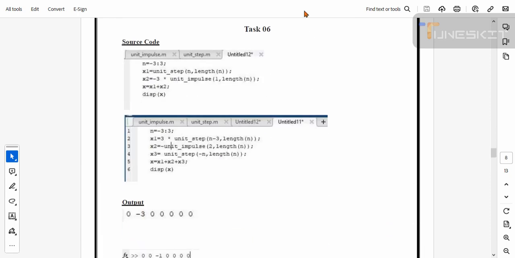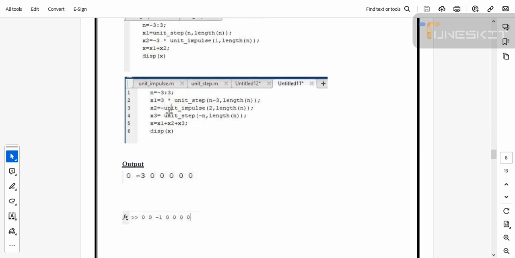In task number 6, we have two functions. One is the unit step function while the other is the unit impulse. We define x1 as the unit step and x2 as the unit impulse. We have to add both signals, the unit step function and the unit impulse function. To display the values, we are using the display command, display of x. When we simulate this code, we obtain these values: 0, minus 3, 0, 0, 0, 0.